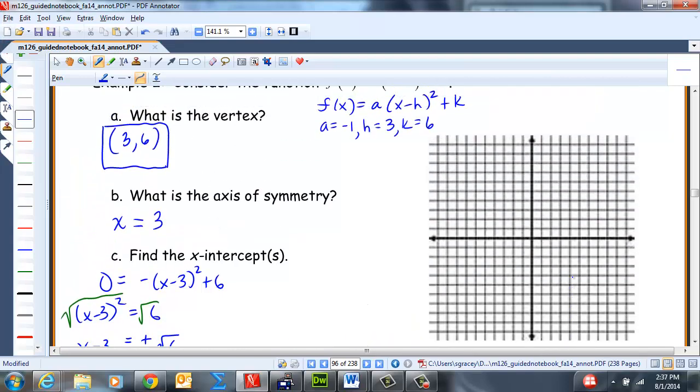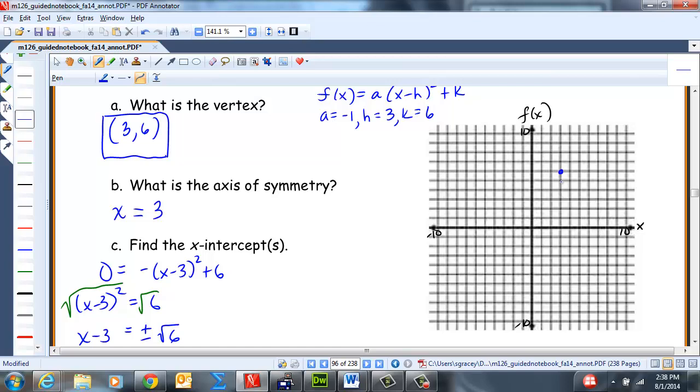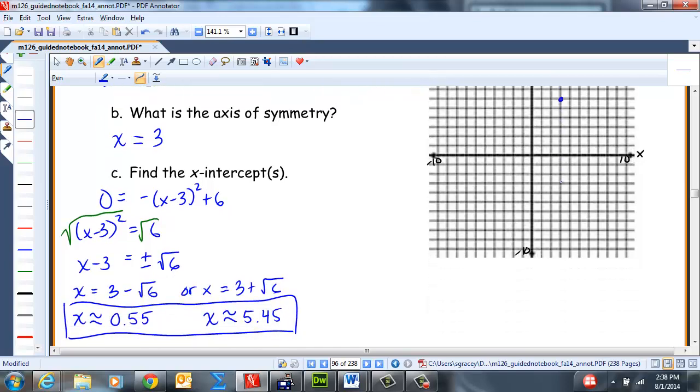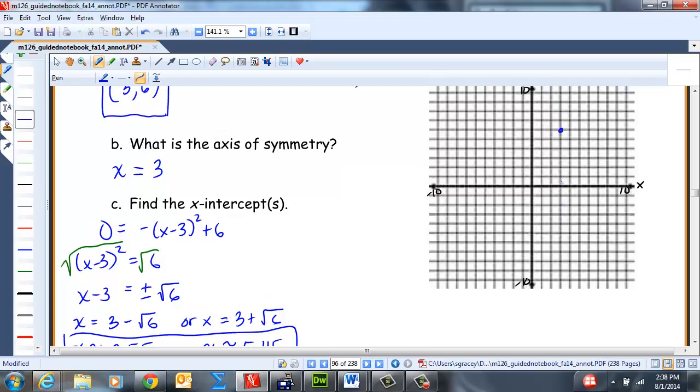So here we go. We can just use our regular scale. So first off, the vertex. The vertex is at 3, 6. 3, 1, 2, 3, 4, 5, 6. I know it's going to open downward because a is negative 1. So that gives you kind of a hint if you're on the right track. Now let's plot our x-intercepts. They were approximately 0.55, 5.45.